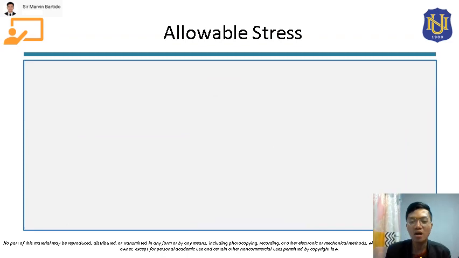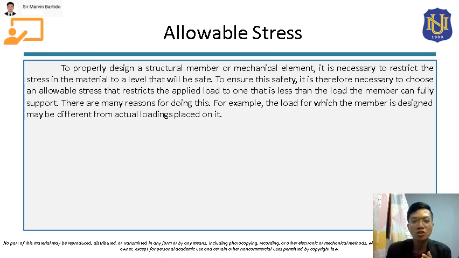Let's discuss now the concept about allowable stress. So allowable stress, this is sometimes called working stress or design stress. To properly design a structural member or mechanical element, it is necessary to restrict the stress in the material to a level that will be safe. Of course, that is the priority in the design, the safety. To ensure this safety, it is therefore necessary to choose an allowable stress that restricts the applied load to one that is less than the load the member can fully support.